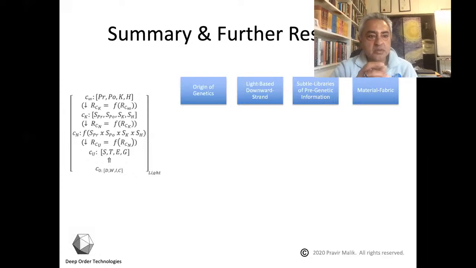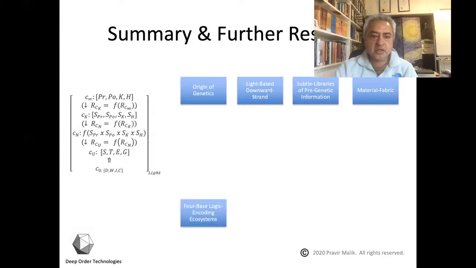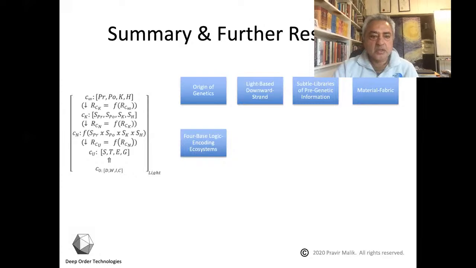And so there's this fourfold script that exists not only at layers that precede the DNA in cells, but also I'll make the proposal that the fourfold script that we see within the DNA has some kind of relationship to space-time, energy, and gravity. So what we also see is this notion of a four-base logic encoding ecosystem.